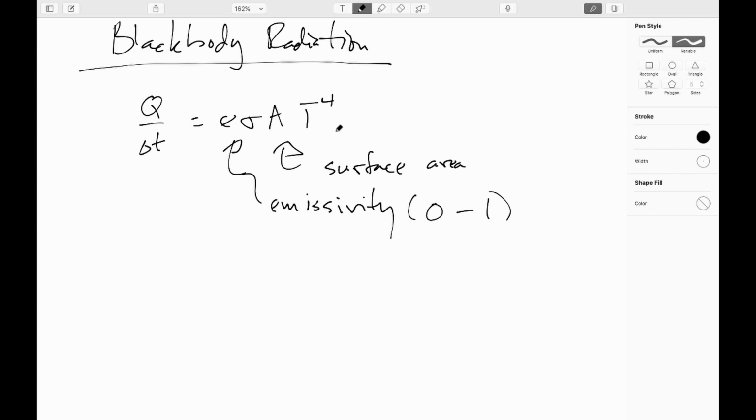And then the temperature here, notice this is not a delta T, this is the absolute temperature. And you must work in kelvins, or in Rankine if you're doing it in English units.